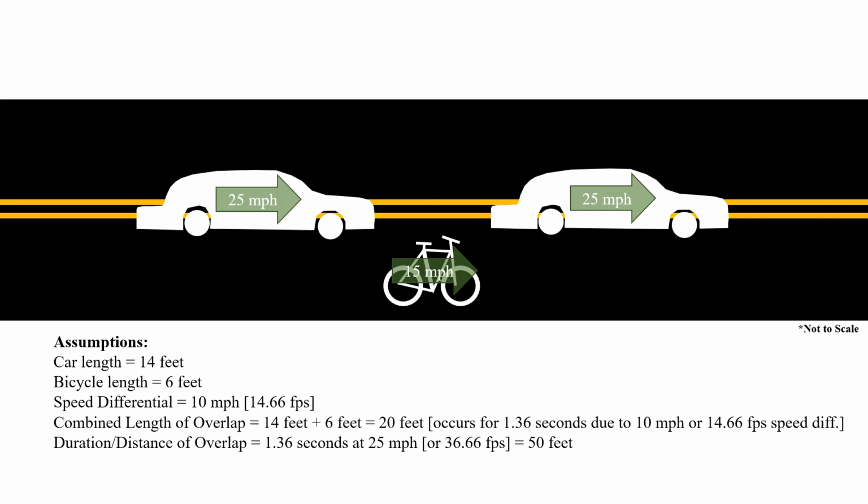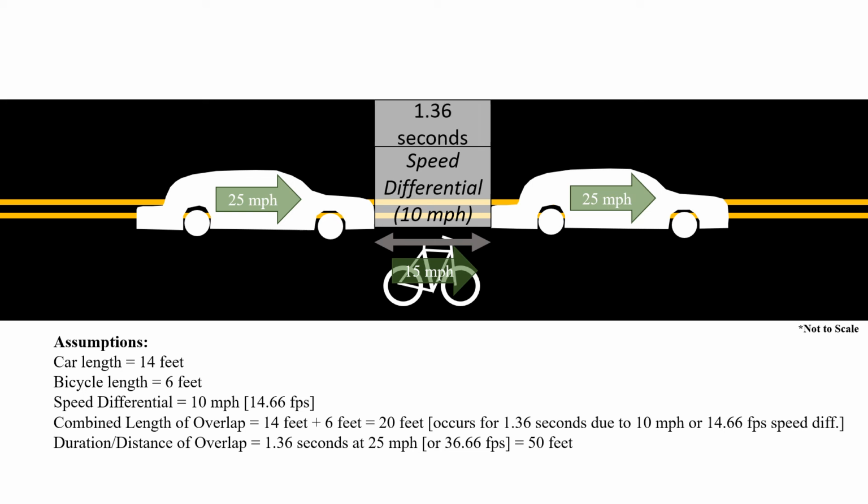The speed differential, and that's what we need to focus on for this overtaking portion, is 10 miles per hour. That's 25 miles per hour minus 15 miles per hour. And because we're using seconds and feet here, we need to convert from miles per hour to feet per second. So 10 miles per hour is 14.66 feet per second. And to go 20 feet at that speed differential of 14.66 feet per second is going to have a duration of 1.36 seconds. So we're going to have a speed differential of 10 miles per hour, the difference in the speed between the bicycle and the vehicle, that's going to occur for a duration of 1.36 seconds.